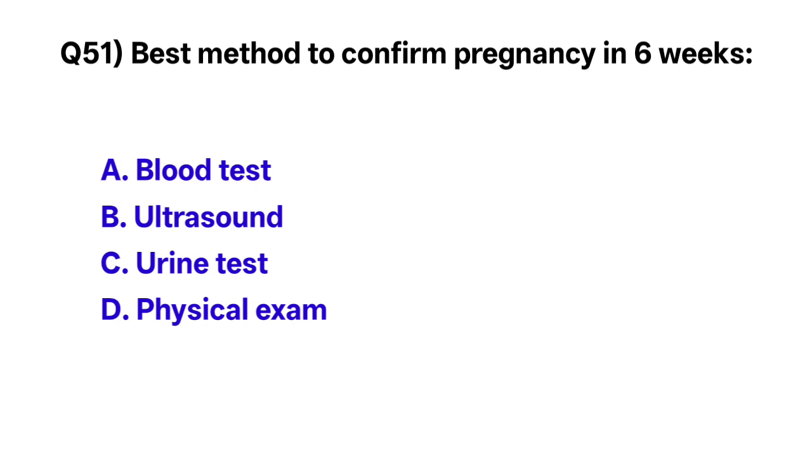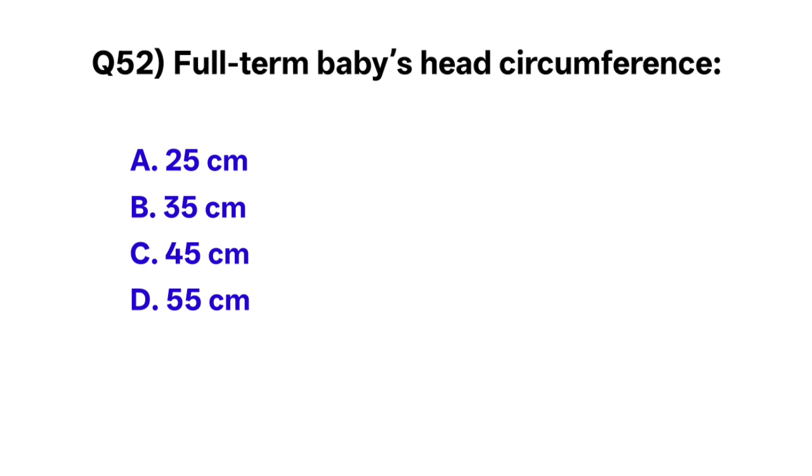Question number 51. Best method to confirm pregnancy at 6 weeks? The correct option is B. Ultrasound. Question number 52. Full term baby's head circumference? The correct option is B. 35 centimeter.